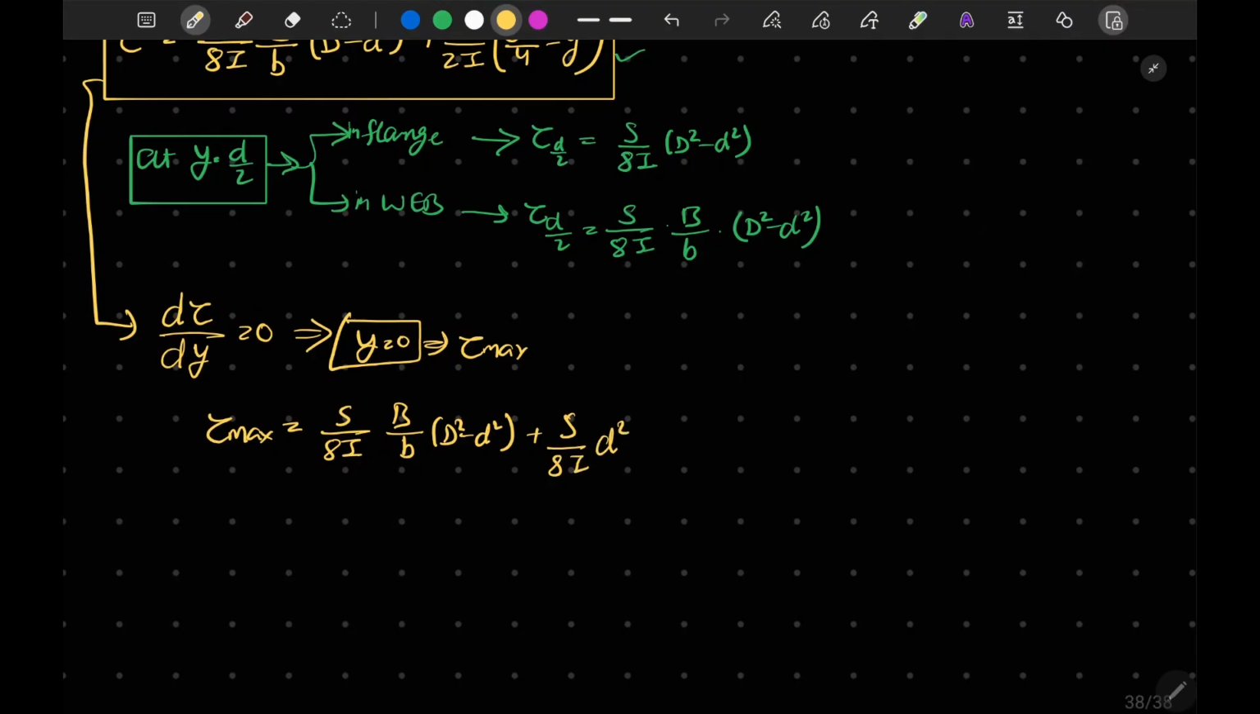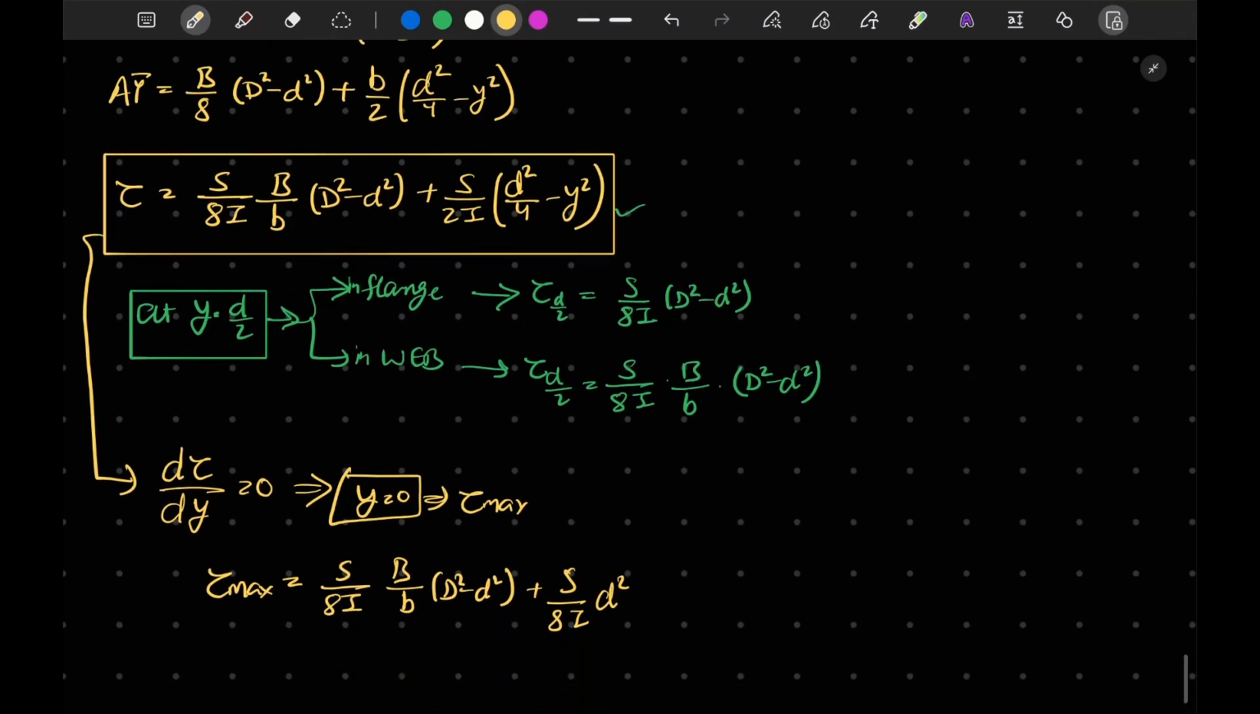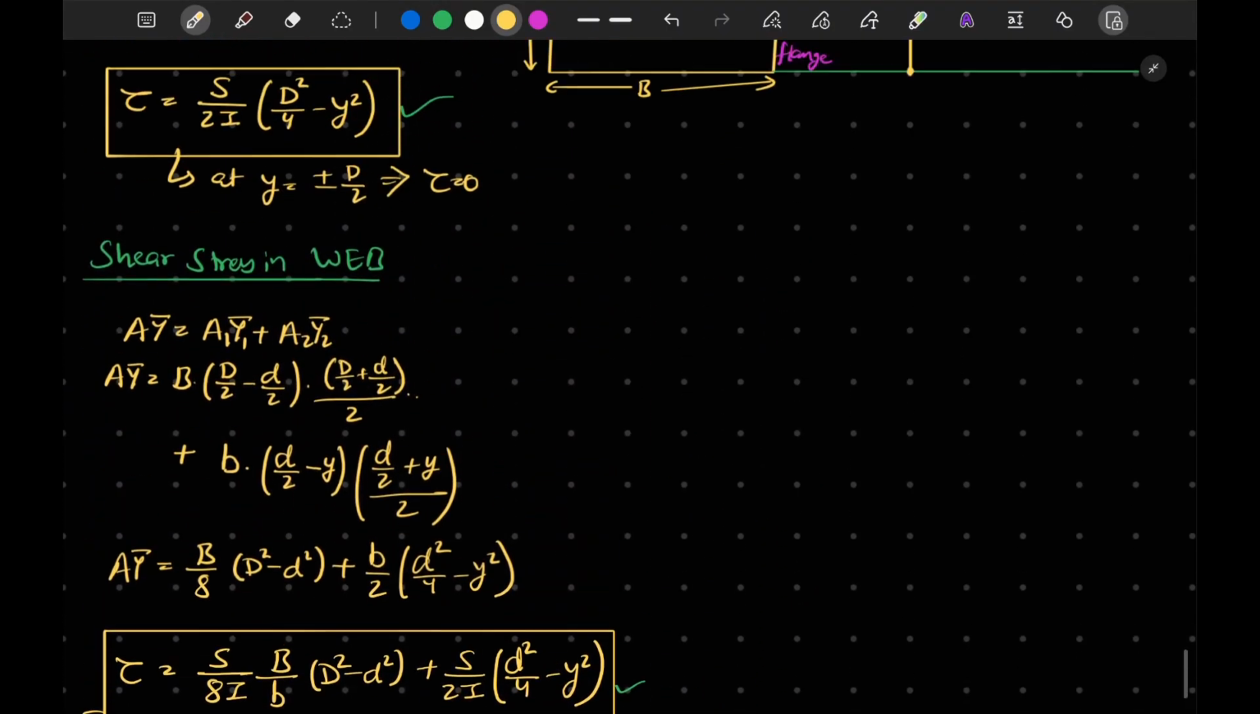Of course you don't have to remember these equations. You can directly solve it in the examination. Here we are just practicing it.